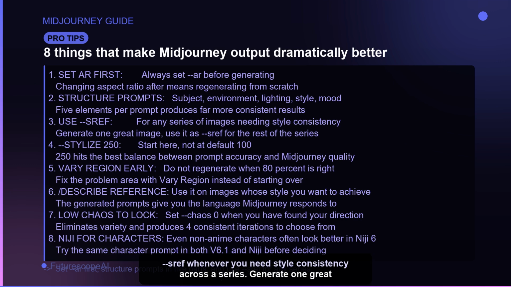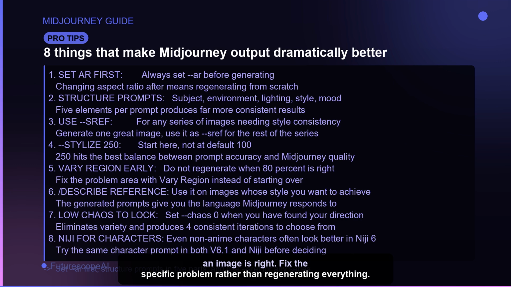3. Use sref whenever you need style consistency across a series. Generate one great image first, then use its URL as the sref for everything that follows. 4. Start stylize at 250, not the default of 100. 250 hits the best balance between following your prompt and applying Midjourney's artistic quality. 5. Use vary region when 80% of an image is right. Fix the specific problem rather than regenerating everything.